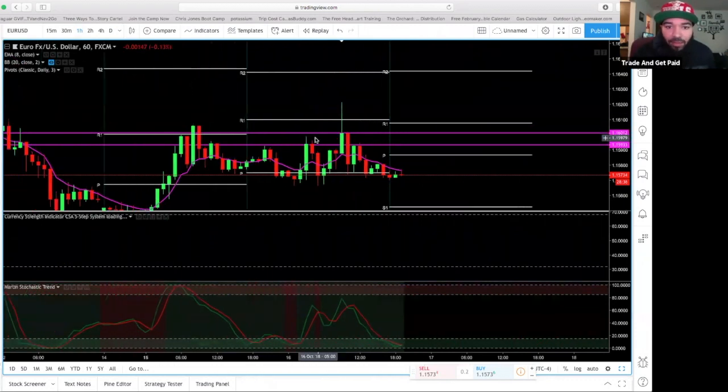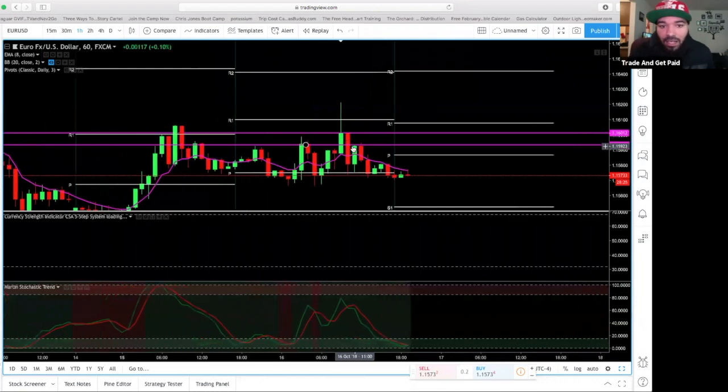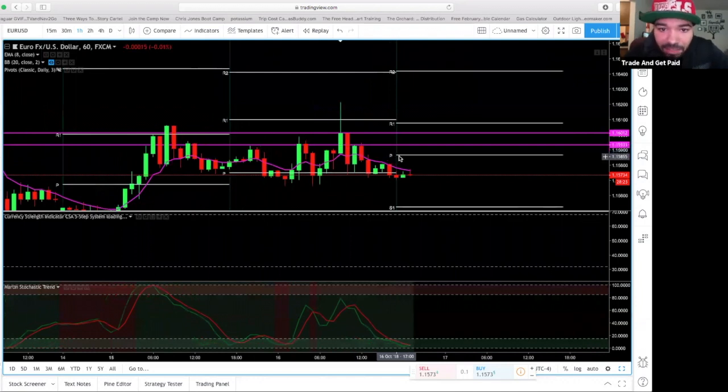Especially, look at it. It wicked out right on that daily candle resistance I drew up. So then you just take the sell right here, the next candle. You take it. Look, let me tell you something. You take it to the next pivot.